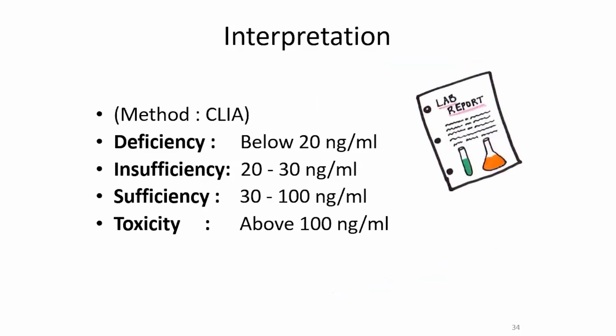In our lab, as we are using the CLIA method, the equipment is from Mindray, the CL1000I. We are using these interpretation levels. Deficiency, we can say below 20 nanograms per ml. Insufficiency is between 20 to 30 nanograms per ml. Sufficiency is between 30 to 100. Anything above 100 nanograms per ml can represent toxicity of the vitamin.